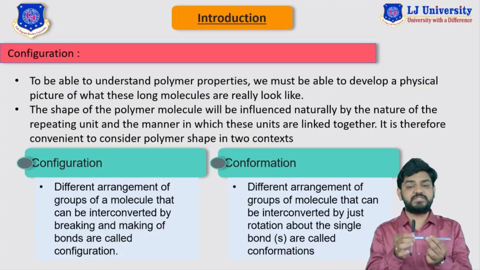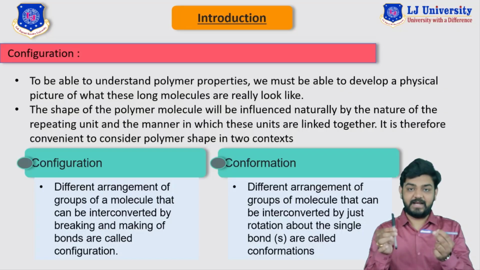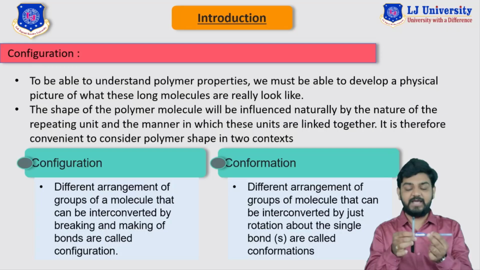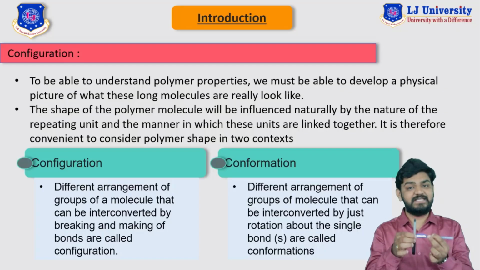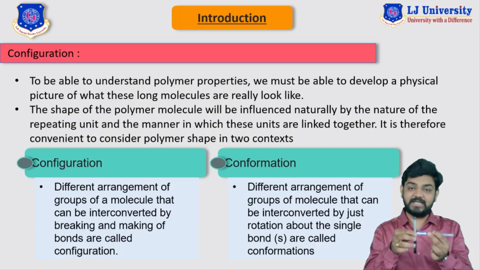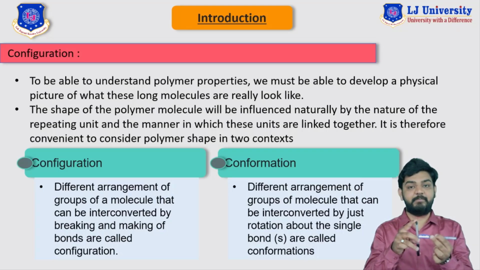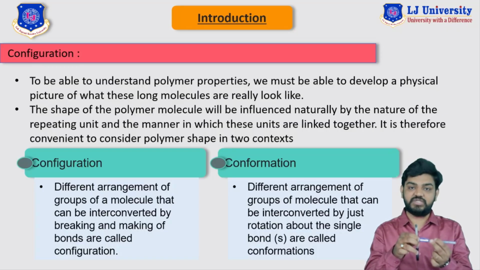The first is the configuration, in which we break the bond like this and make one more bond like this. So now, as you can see, this chlorine molecule is now at the bottom and the hydrogen molecule is at the upper layer. So this thing can be considered as the configuration.